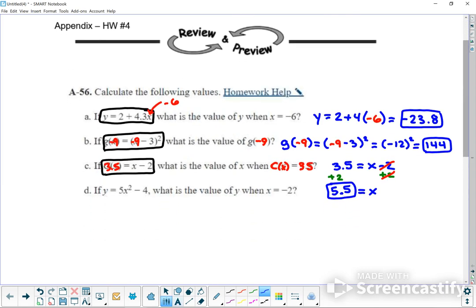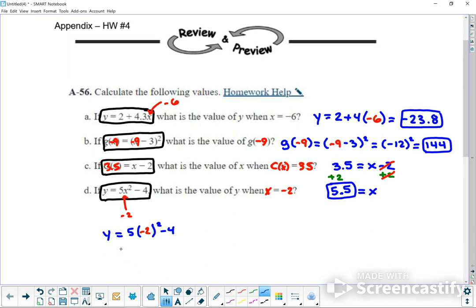Okay. If y equals 5x squared minus 4, what is the value of y when x is -2? So this one, again, back to tradition, they want you to use x as -2. So instead of x, they want you to put in -2. Okay, so I'm going to go ahead and write it down below here. So it'll be y equals 5. And then instead of x, we're going to put -2. Square that and take away 4.